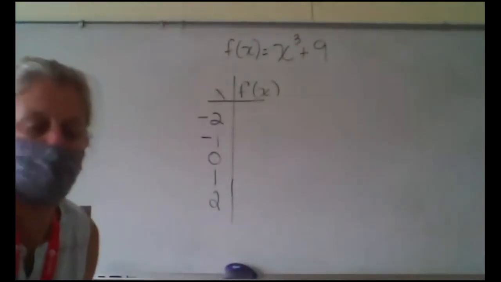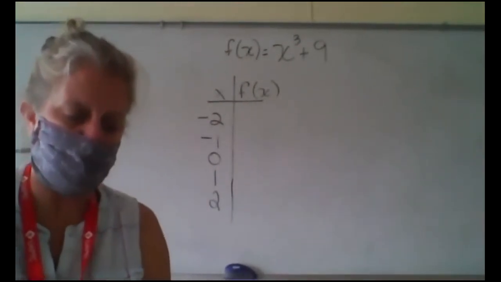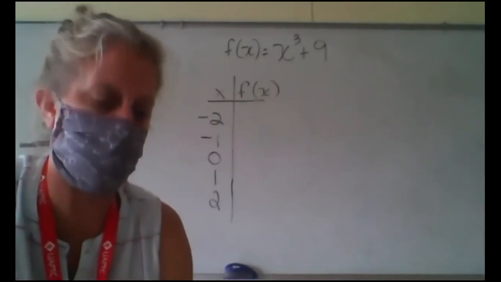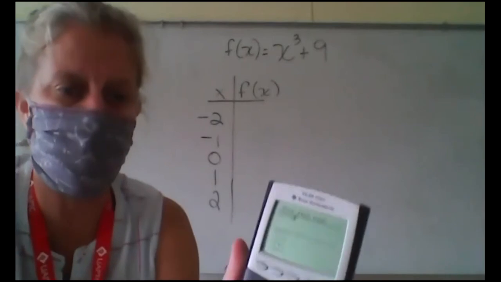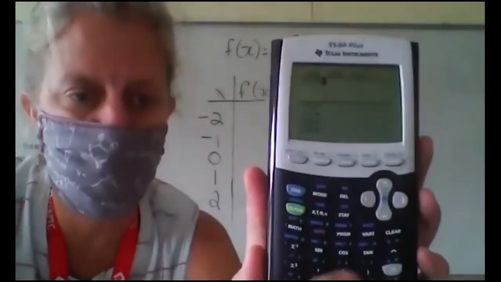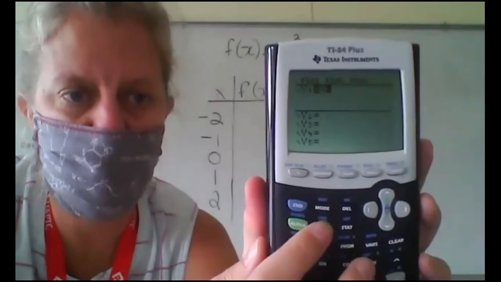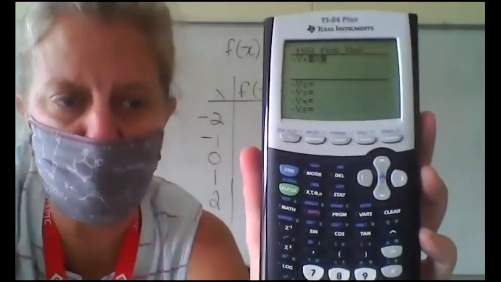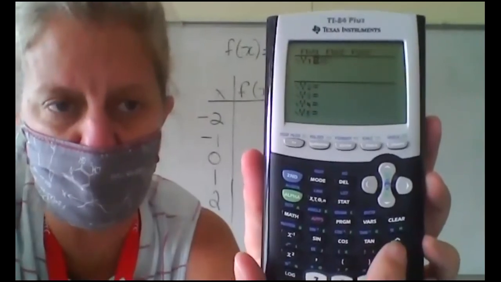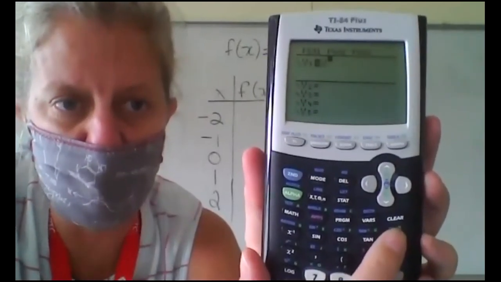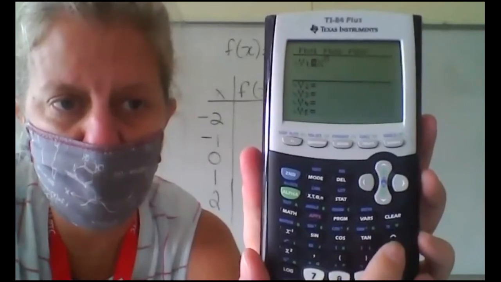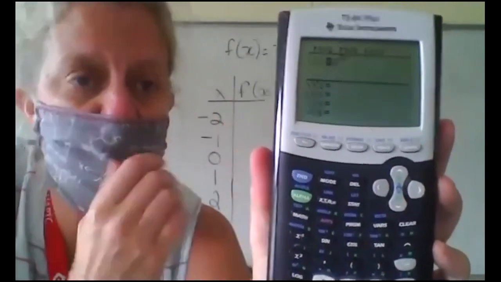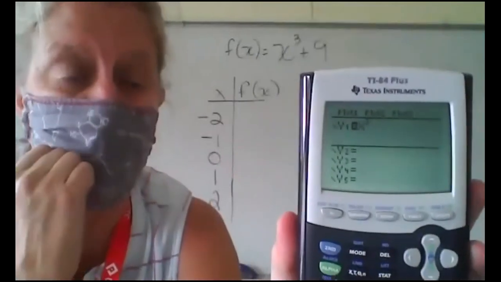Now the main reason I wanted to just work this one again is because it has an x cubed, just to remind you how to type in those exponents. So go to y equals and clear it out. Type in x. Now remember, the x squared has its own special button. All the other exponents have to use this up arrow to get into the exponent. So x to the third. So that puts you up in the exponent. Type in your 3. Now I need to type in the rest of the function, which is plus 9.